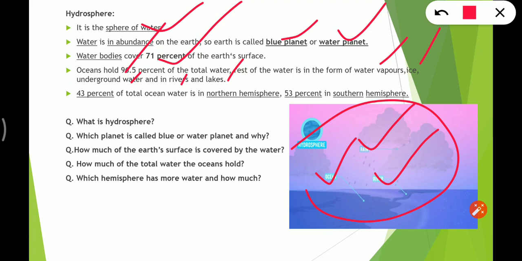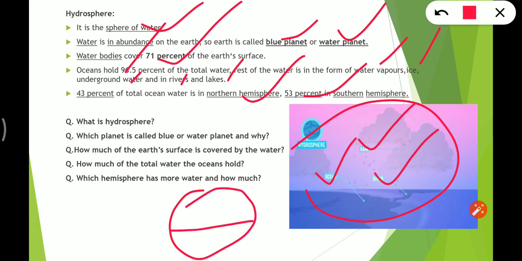Now 43% of the total ocean water is in the northern hemisphere and 53% in the southern hemisphere. Hemisphere, I think you know, suppose this is our earth, this is the equator, this part is northern, this is southern, as I'm writing here. So in this area 53%, and in this 43%. I'm writing here, 43 and 53.